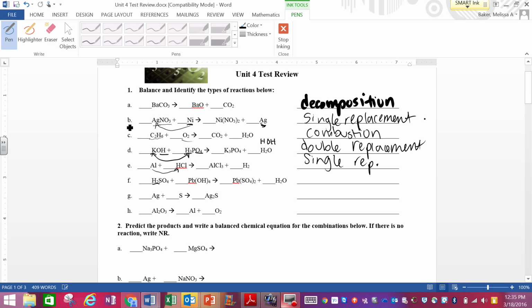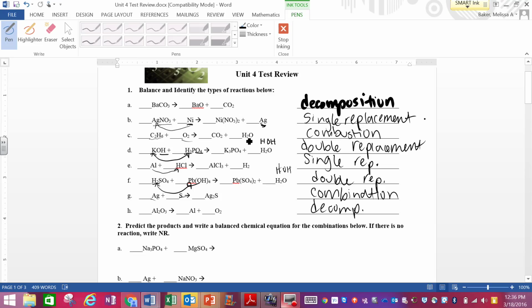Letter F, two things swapping places. H is now with the OH, which is the same as H2O. And Pb is now with the SO4, so that's another double replacement. Letter G, two single things adding together, that's a marriage, a combination. And letter H is another divorce, one thing breaking down, so decomposition.